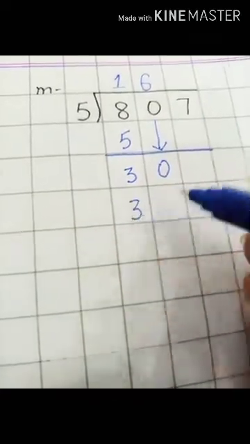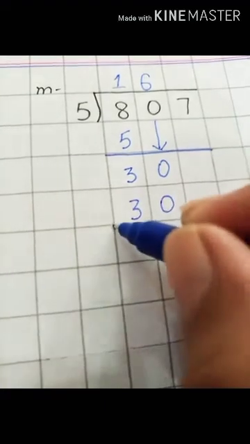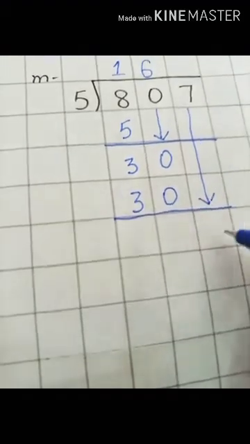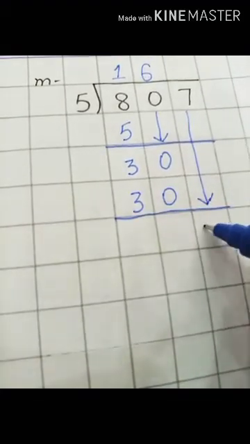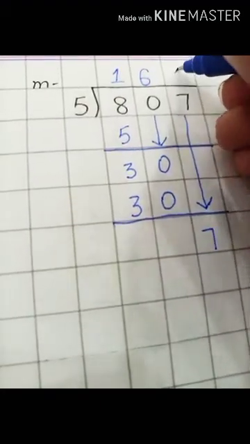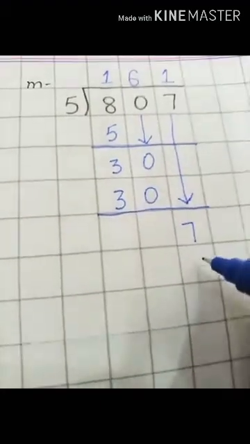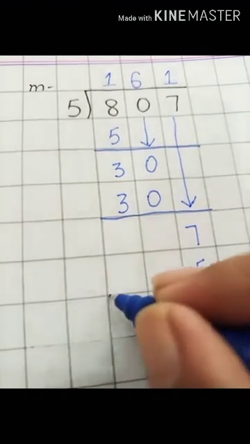So students, read the table of 5 till the 30. Yes, tell me. 5 6s are 30. Very good. In the next step, 30 minus 30 is 0. So we will have to bring this 7 down here and this one is bigger than our divisor, so we can divide it easily. 5 1s are 5, 5 2s are 10. Can't write the 10, so 5 1s are 5 here.